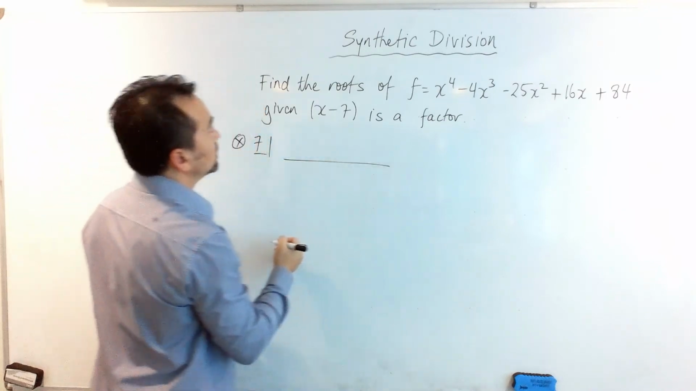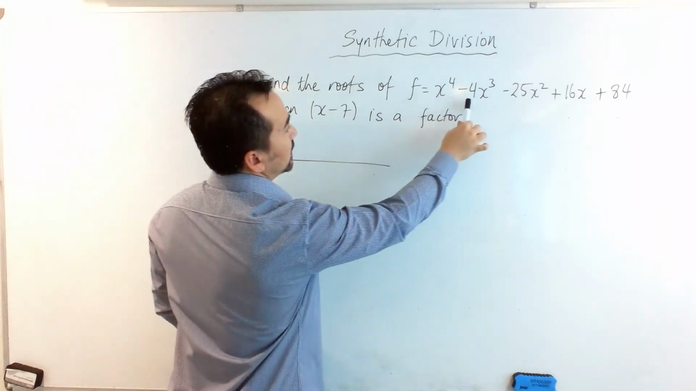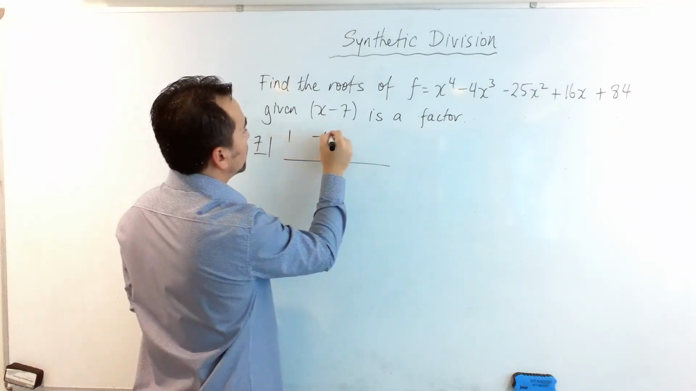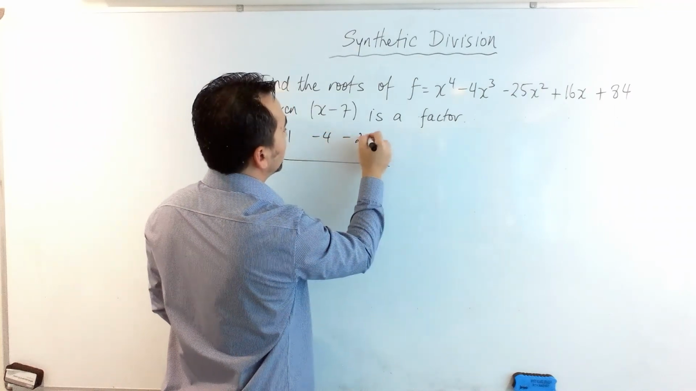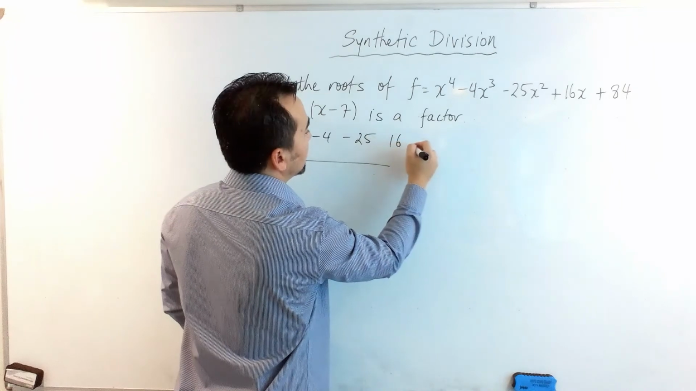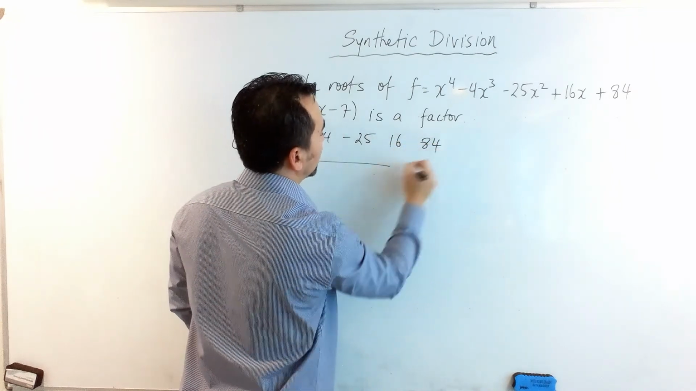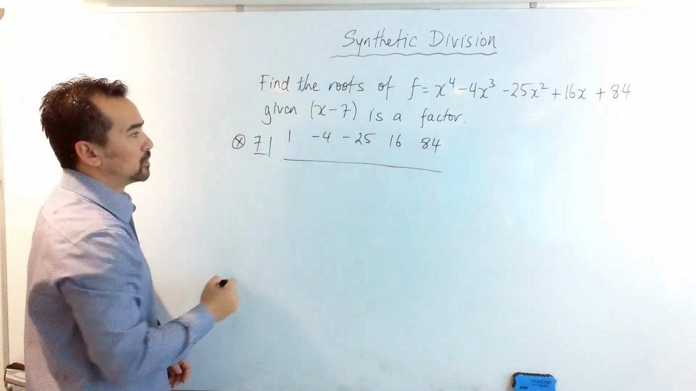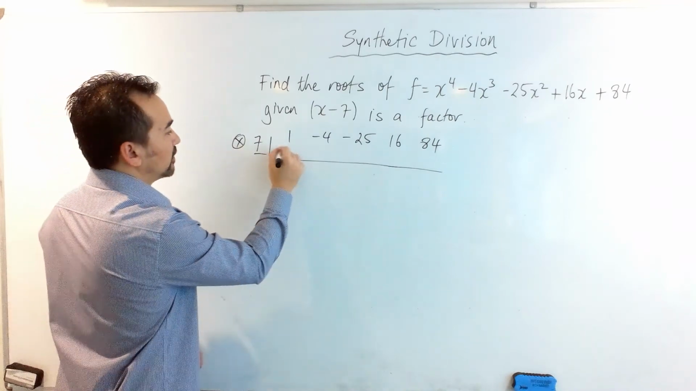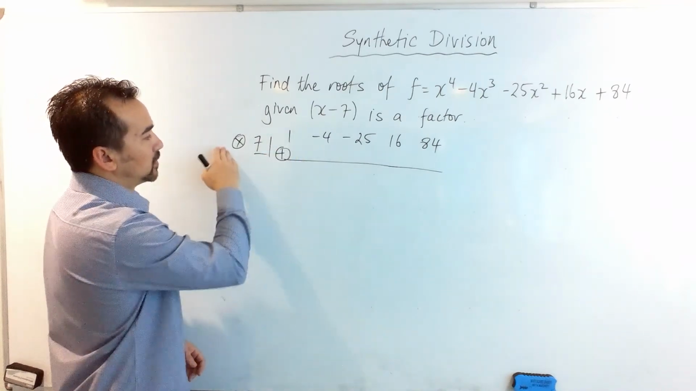and we're going to go straight into synthetic division using the coefficients 1, negative 4, negative 25, positive 16, and 84. Okay. So remember that we are adding vertically and multiplying diagonally.